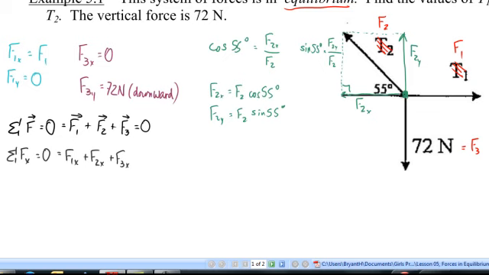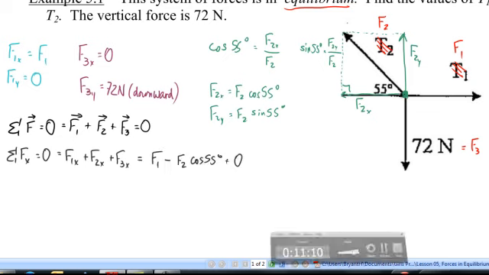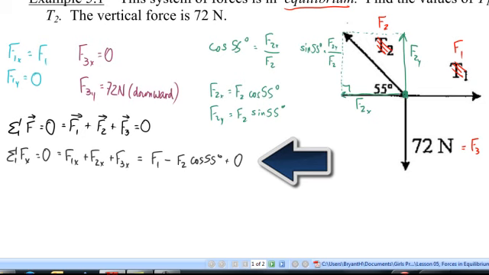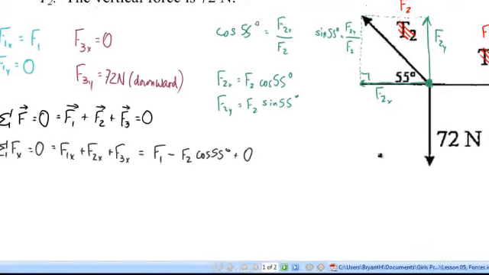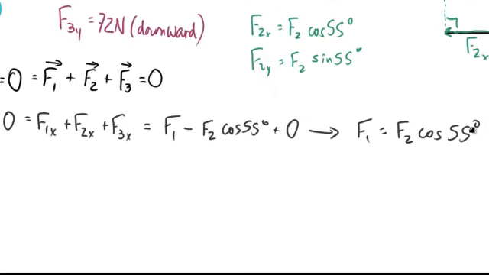Let's substitute what we have for each of those components. F1x is equal to F1. F2x is equal to negative F2 cosine of 55 degrees. F3x is equal to 0. So there's one equation: F1 minus F2 cosine 55 degrees plus 0 is equal to 0. Now, I don't know what F1 is, and I don't know what F2 is, but if I could find one of them, I could figure out what the other one is. Let's solve that equation for F1. So if I could find a number for F2, then I know that that number times the cosine of 55 degrees would be equal to F1. There's one equation. Let's move on now to the vertical equation.